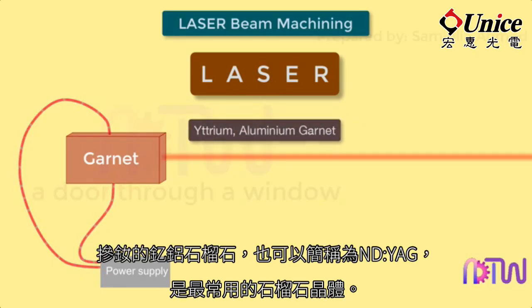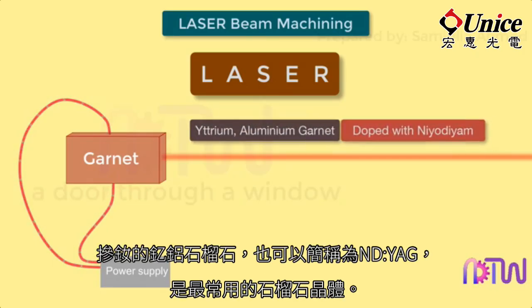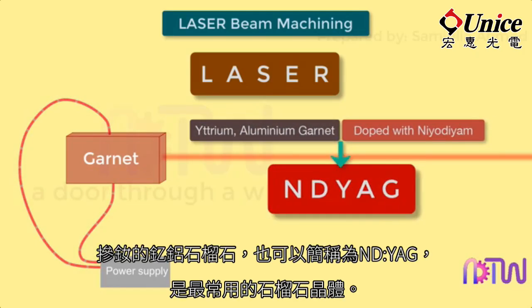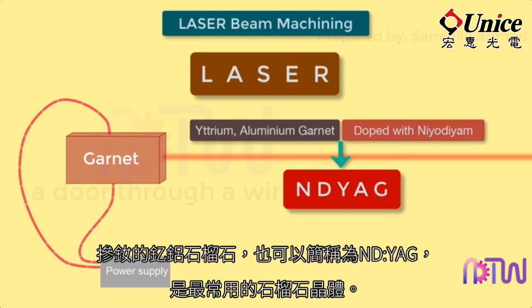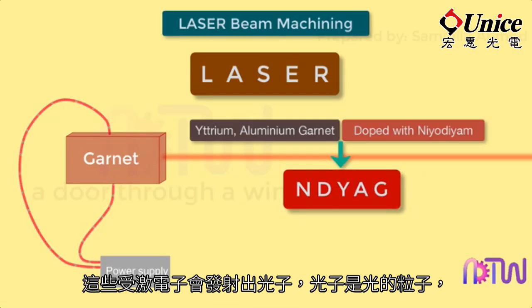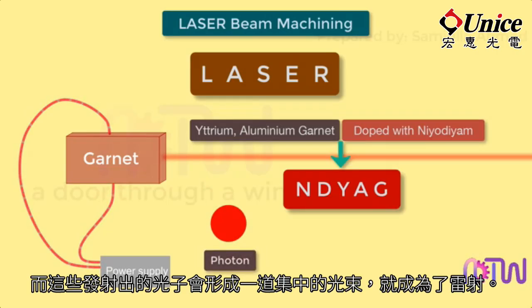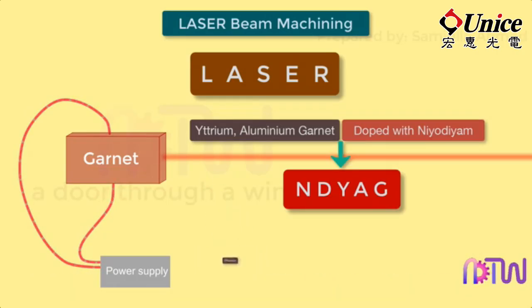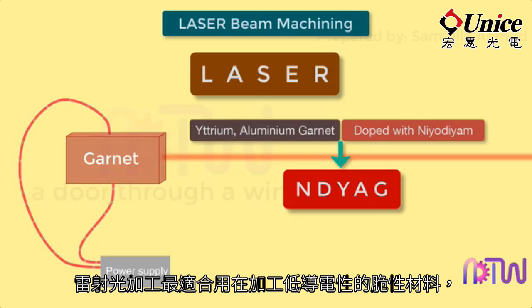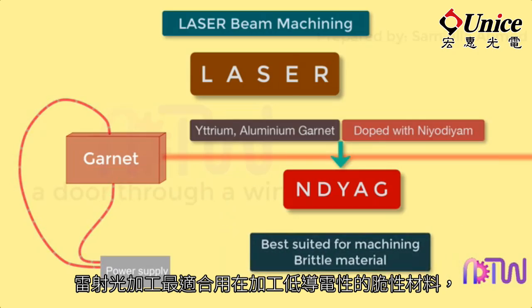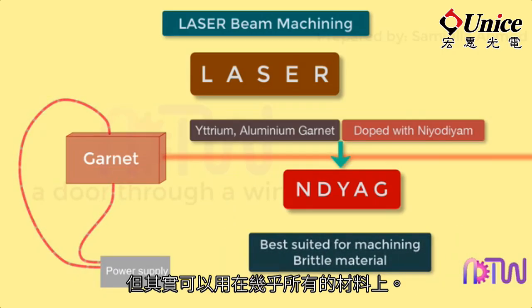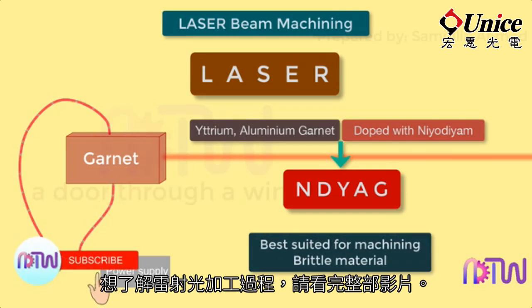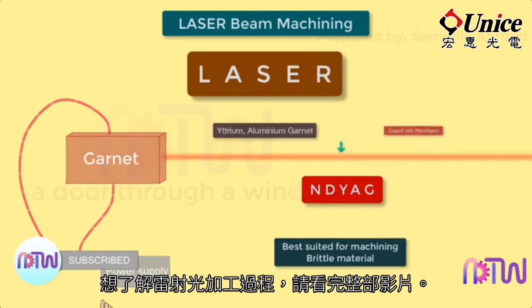Yttrium aluminium garnets doped with neodymium, also called Nd:YAG, are most popularly used. These excited electrons emit photons. Photons are the particles of light, and these emitted photons form a concentrated beam of light, forming a laser. Laser beam machining is best suited for machining brittle materials with low conductivity, but can be used on almost every material. To understand the laser beam machining process, watch this video till the end.